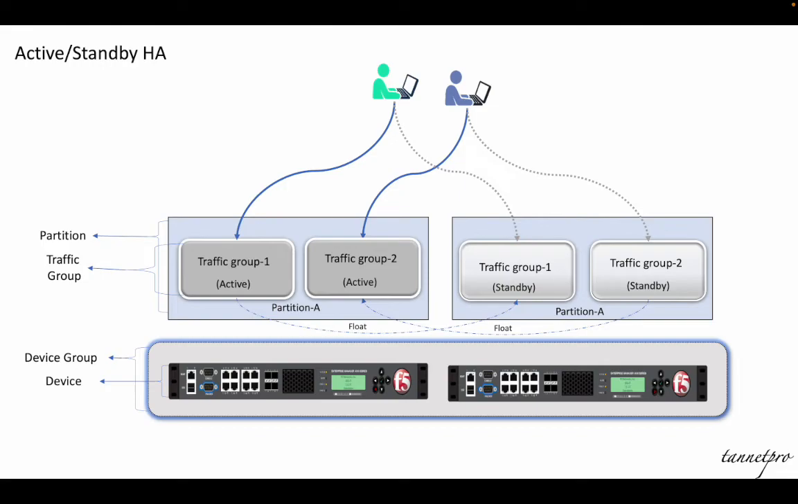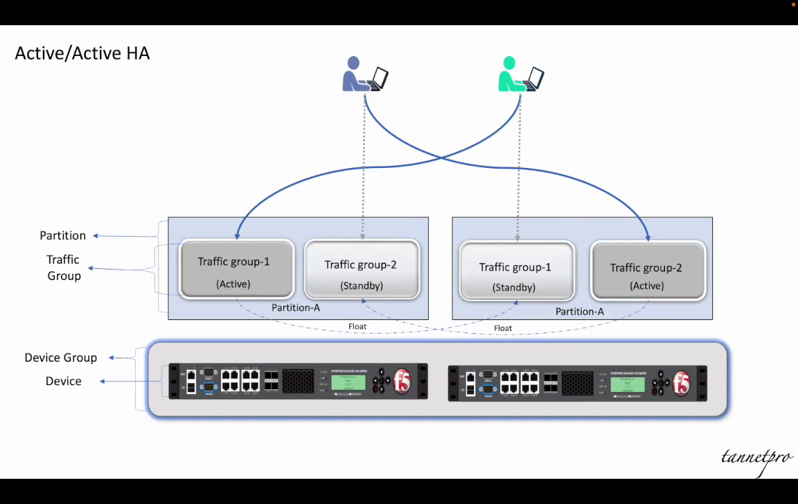Another thing I would like to highlight is floating IPs. The traffic groups will float within the devices. Once the primary goes down, it will become active instantly in the secondary. Yes, this is the active standby HA explanation. I would say it's very basic stuff.